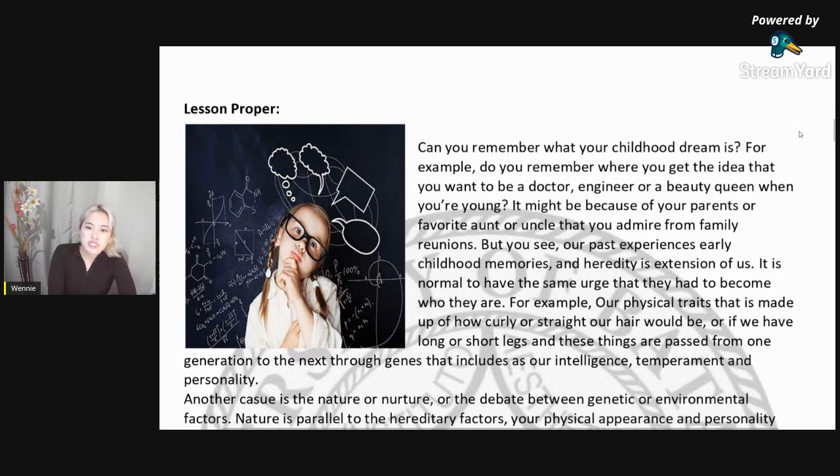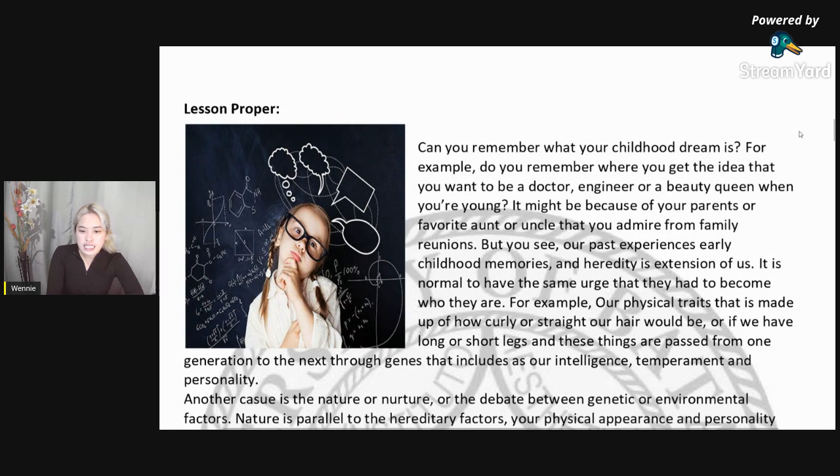Normal lang na you have the same urge na gusto mo maging katulad nila. For example, kaya gusto mo maging beauty queen kasi long-legged ang tita mo. And probably you will also have the same characteristics simply because our physical traits are made of how curly or straight our hair would be, or if you will have long or short legs. These characteristics are passed through generations through genes, and that includes our intelligence, temperament, and personality. Ang iyong IQ, ang iyong mainitin ng ulo, ikaw ba ay short-tempered, di ba? Patient ka ba na tao, lahat yan ay namamana.